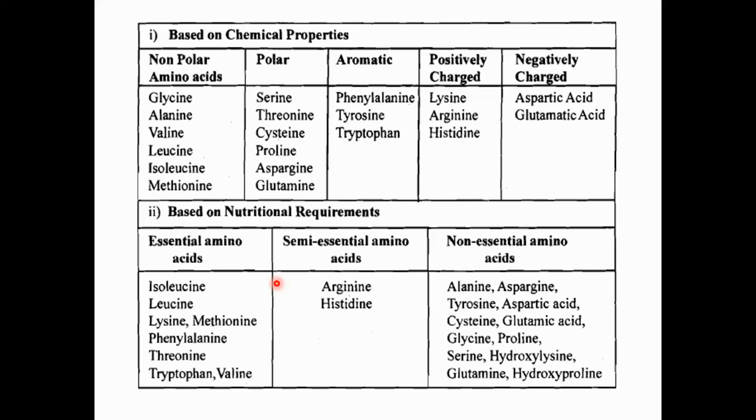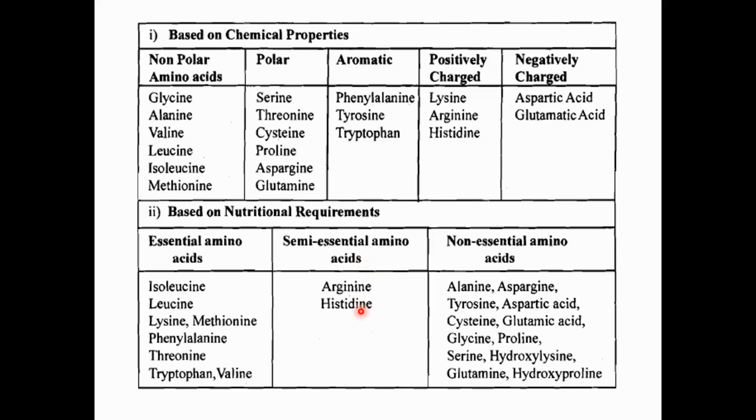On the basis of nutritional requirement, we classify amino acids into three groups: the essential amino acids, the semi-essential amino acids, and the non-essential amino acids. The essential amino acids are all those that we absolutely need in our diet. They are not synthesized by our body, and we have to take them in from an outside source, from the food. These are isoleucine, leucine, lysine, methionine, phenylalanine, threonine, tryptophan and valine.